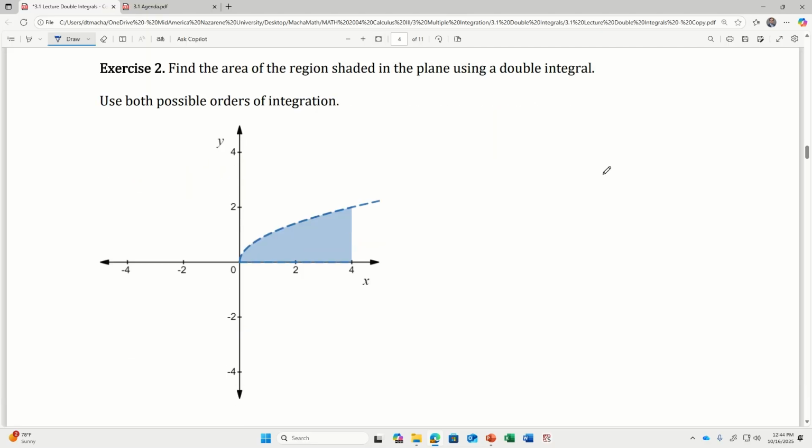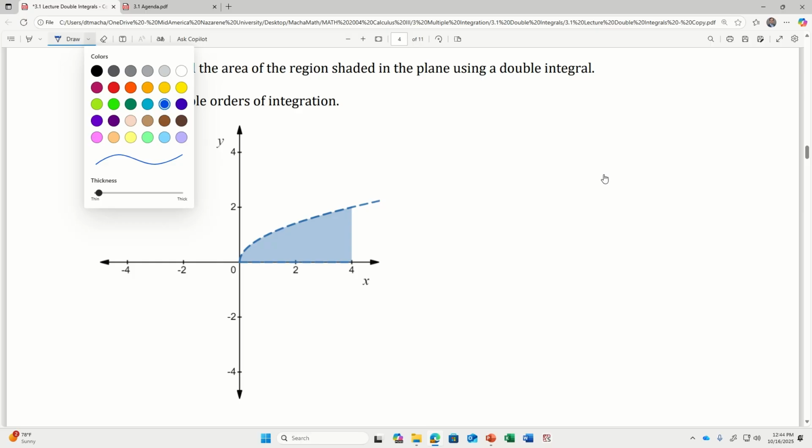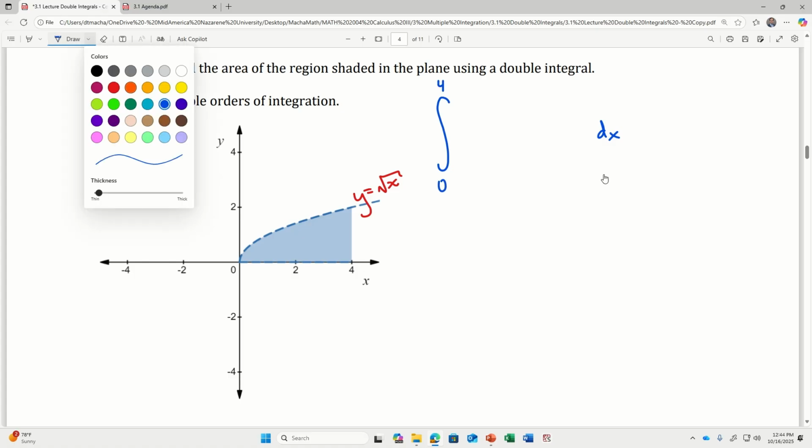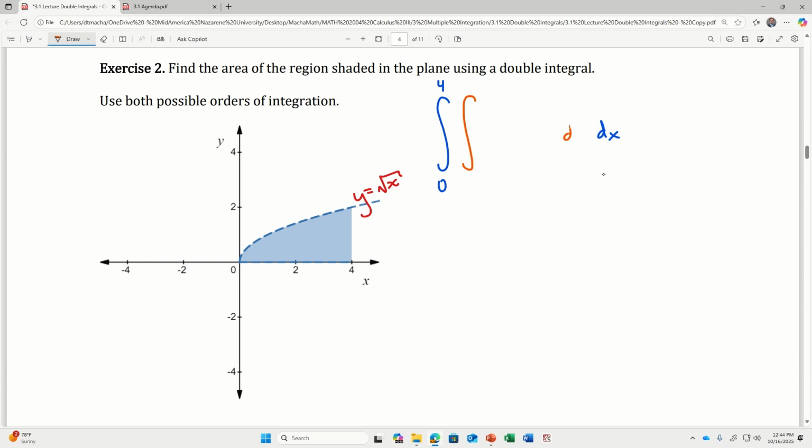Find the area of the shaded region in the plane using a double integral. And you know how to find this using a single integral. You did that back in Calculus 1, where this curve is y equals square root of x. But we are going to now set up an integral where my x values are allowed to be anywhere from 0 to 4. And for my y values, I'm letting the variable y go everywhere from 0 to the square root of x.